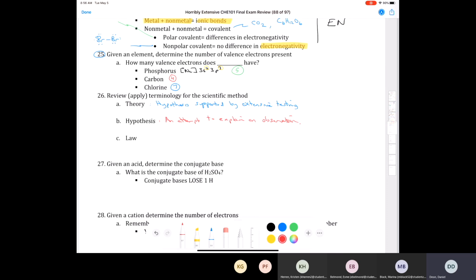And the last one, it says, what's a law? It's a summary of a large quantity of information. Now keep in mind that this is a multiple choice exam, so you're not going to have to spit out an entire definition like this. You're going to have the definitions in front of you, so you should be able to discern between a theory, a hypothesis, and a law. You should be able to tell the difference between those.